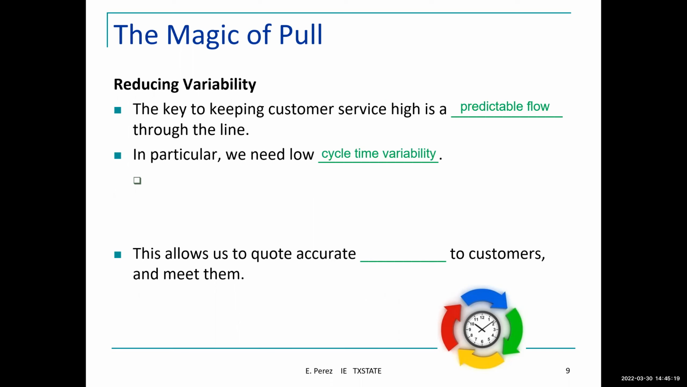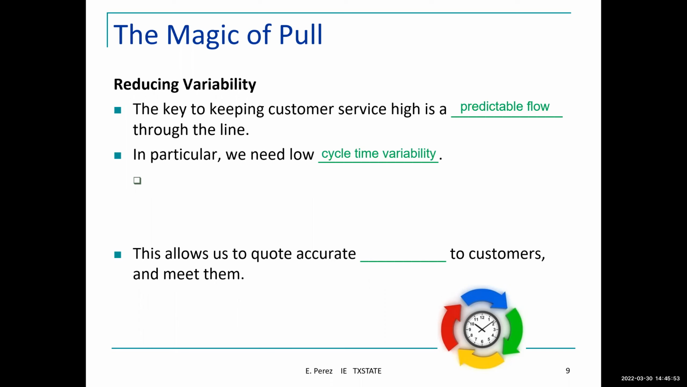So we saw that in the first couple of lectures, the importance of handling the variability, because if you have a high variability in your system, then making sure that you deliver these products on time is going to be very challenging. You don't know exactly how long it is going to take you to complete these parts. So the key to keeping customer service high is to make sure that you are able to predict the flow that you have in your system.